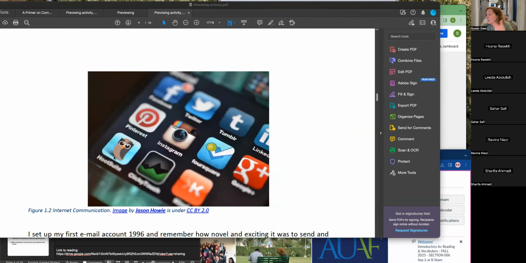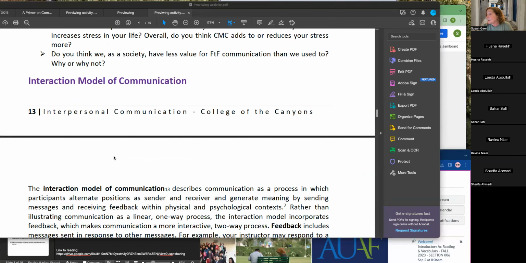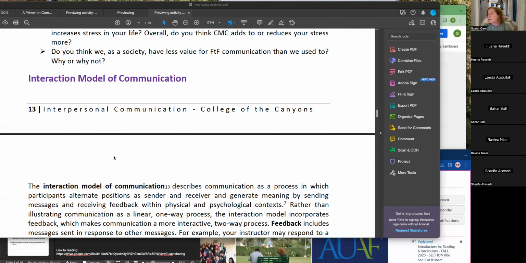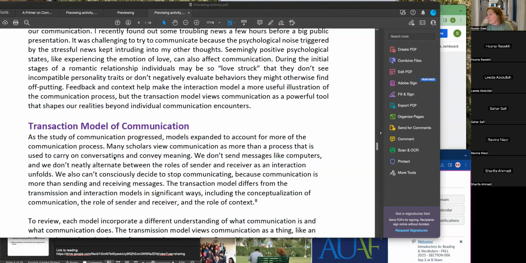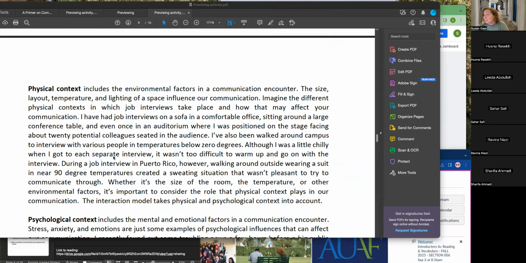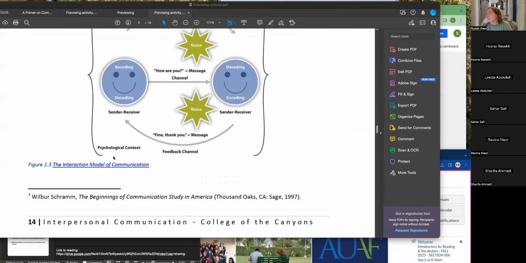which means just you listen and I speak. Then there's interaction, which is where we speak with each other, right? And then there's this third one, the transaction model. I don't exactly know what that is because I'm just doing previewing with you.